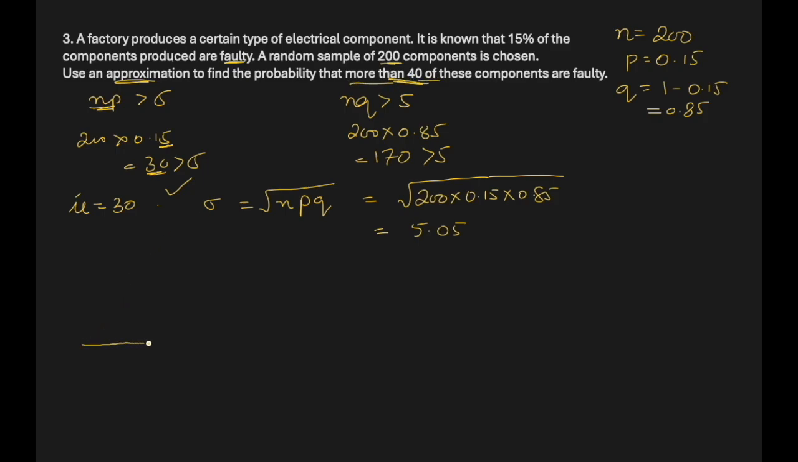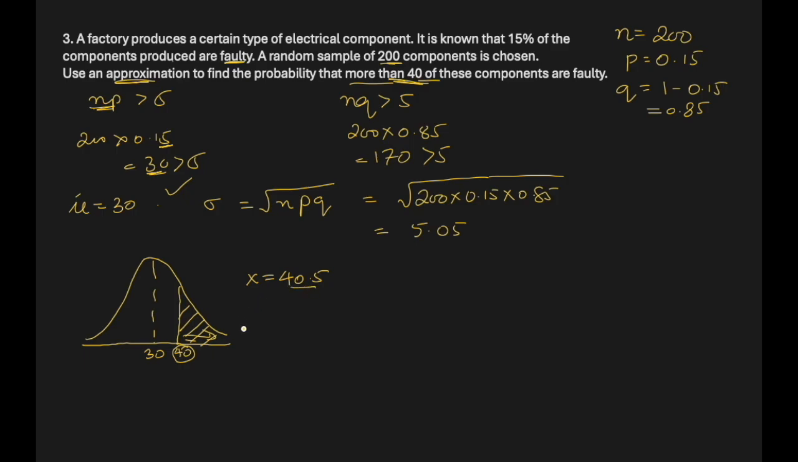So first let me try to visualize this. If this is normal approximation, mean is 30. We want more than 40 to be faulty, success. So this is success and this line is 40. They said more than 40, that means 40 is not part of it. So I will approximate the variable x equal to 40.5, so that 40.5 and above will be included, 40 will not be included.